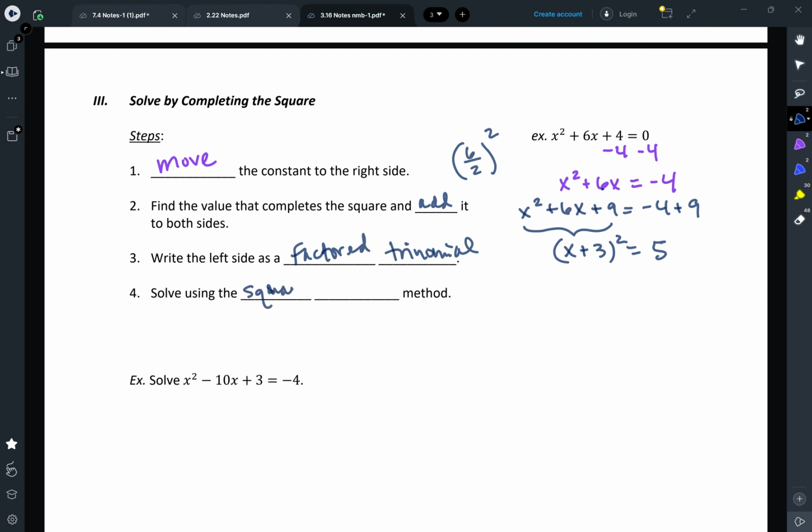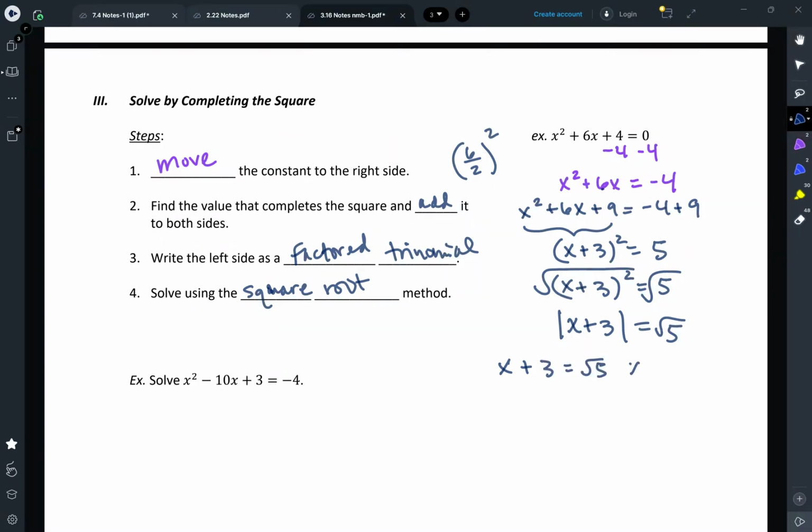So the square root method says, hey, I have a perfect square here. I can go ahead and take a square root on both sides. So if I square root both sides, because I have a square and then a root, I'm left with the absolute value of x plus 3 equals square root of 5. So absolute value is prompting us to get both a positive root 5 and a negative root 5. And on this one, when I'm subtracting 3 from both, I'm just going to get x equals negative 3 plus root 5, or x equals negative 3 minus root 5. So I got my 2 answers on that.